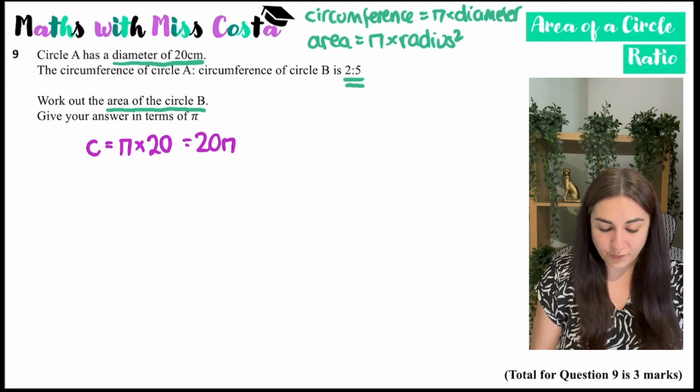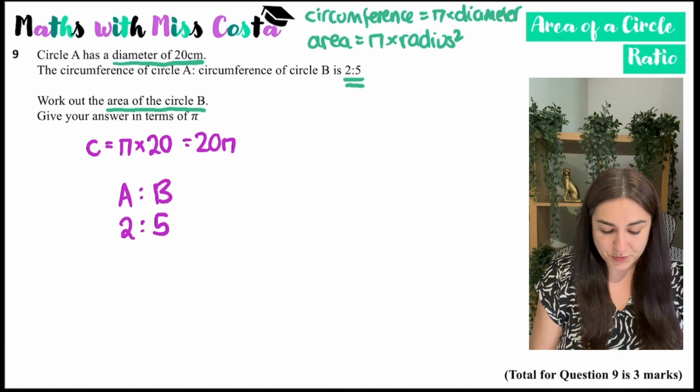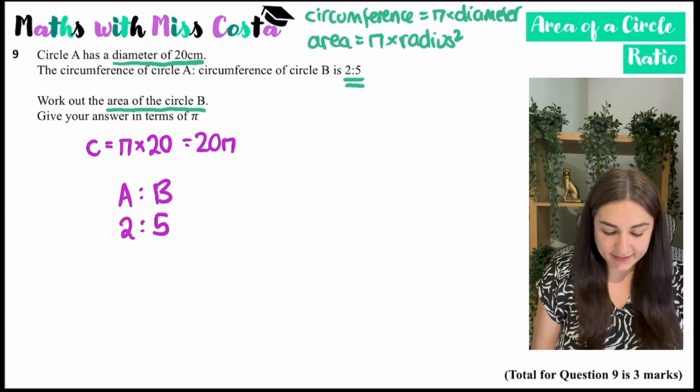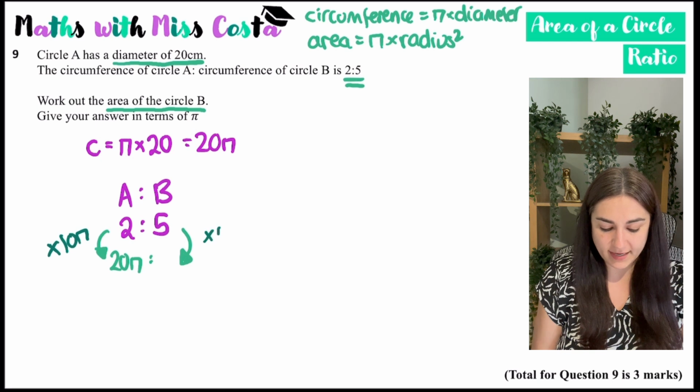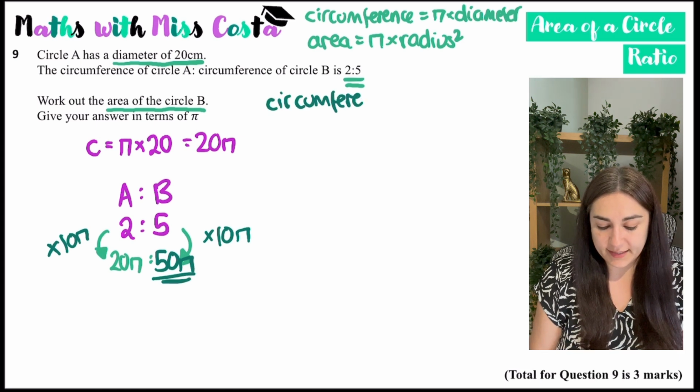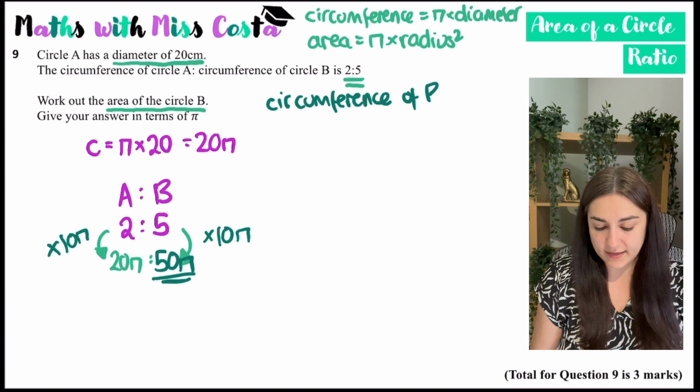I know that the ratio of the circumference of circle A to circle B, so A to B, is 2 to 5. So if the circumference of circle A is 20 pi, that must mean the circumference of circle B... what have I done to 2? I've multiplied it by 10 pi. So I'm going to have to do the same on this side. So the circumference of circle B would be 50 pi. So I know the circumference of B is 50 pi.